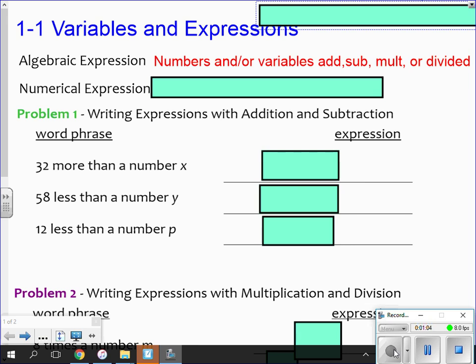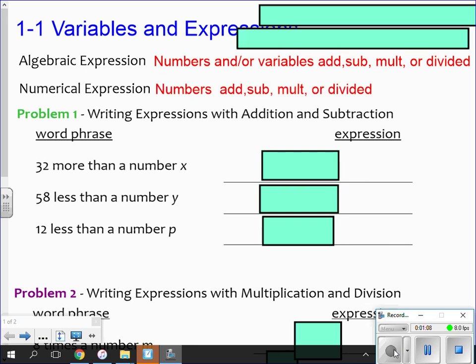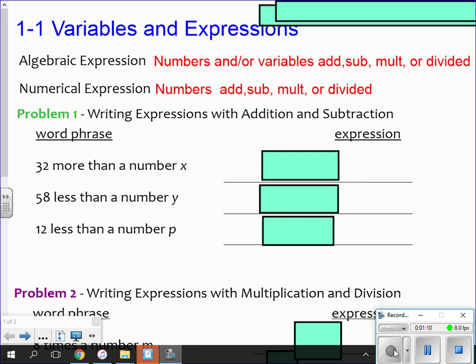So a numeric expression would not. When we were doing all our simplifying last week, Thursday last week, those were all numeric expressions. None of them had variables involved in them. They're all numeric only. Okay, numbers added, subtracted, multiplied, or divided.